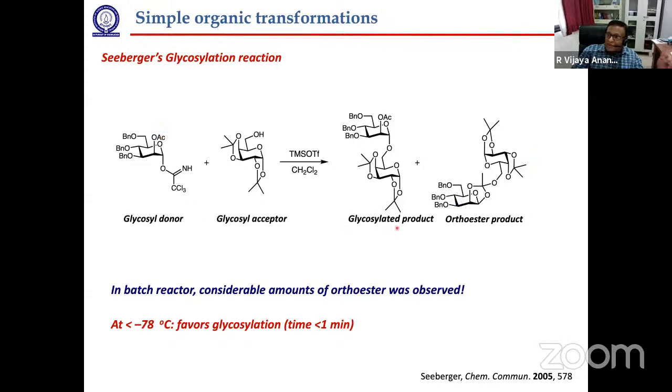One is the glycosylated product. This is the actual product we generally want. And then this is a kind of impurity. This you have to reduce. In batch reactor, a considerable amount of orthoester was observed, but in microreaction technology, the time is also very, very less, and it favors only the glycosylation product. Okay, that is the advantage of this.